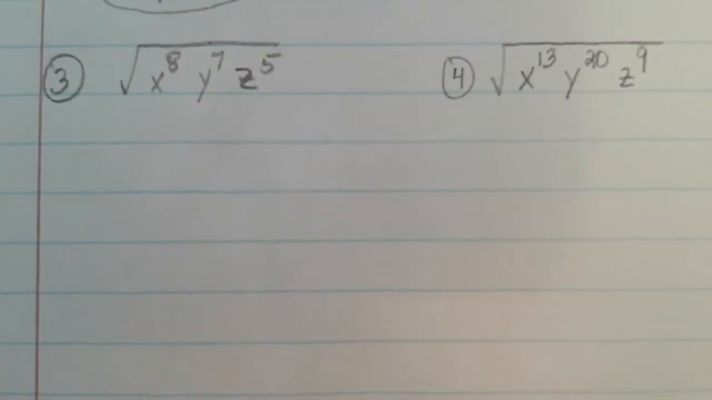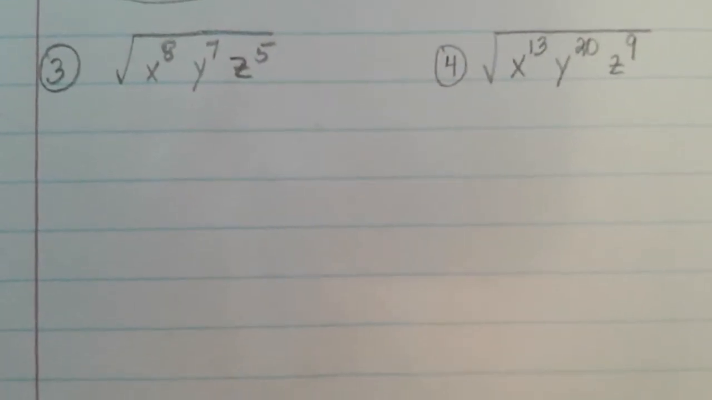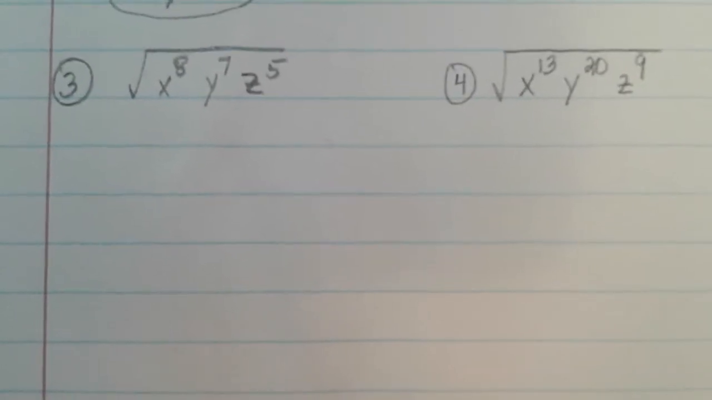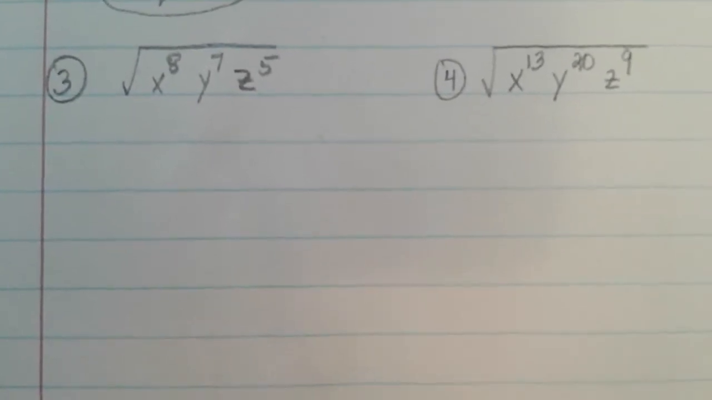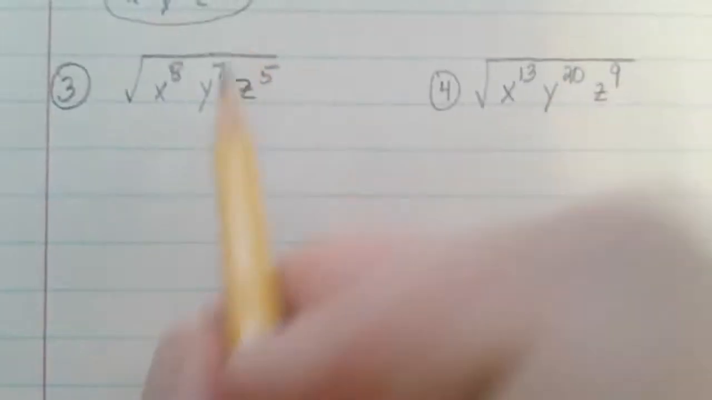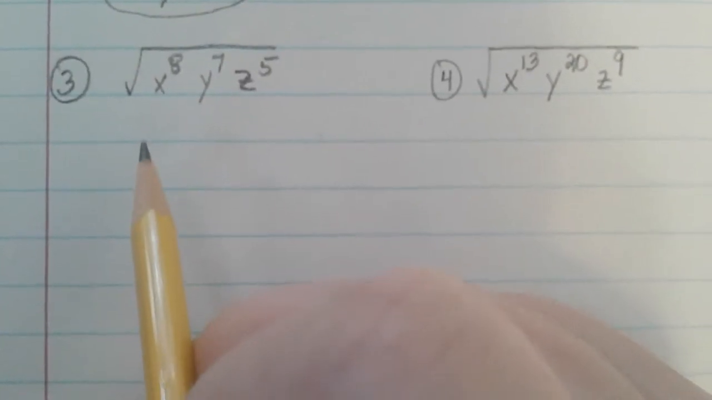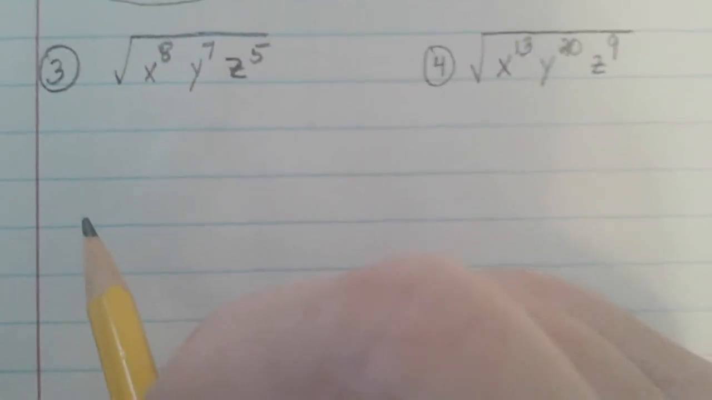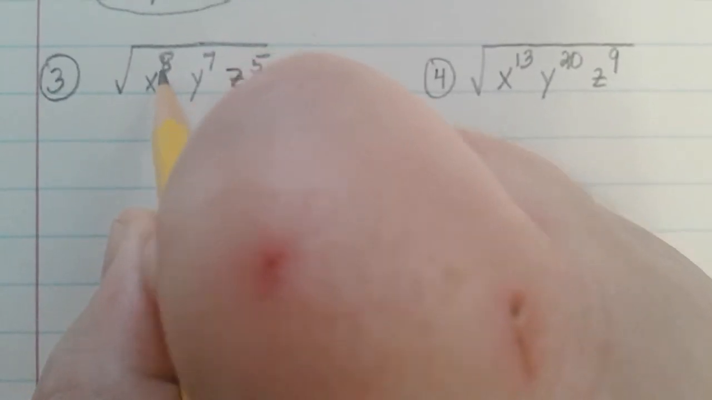Okay, so now we're going to move on to examples 3 and 4 with multiple variables. Now, unlike 1 and 2, you're going to see some exponents that are odd here. Okay, so we're going to go through using our trick, can we divide by 2? But now since some of these are even, some of these are odd, I'm going to have a little trick here.